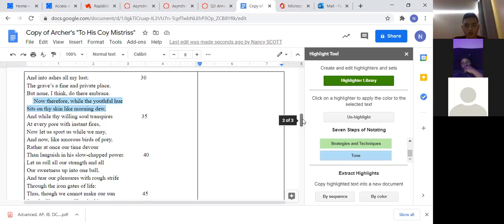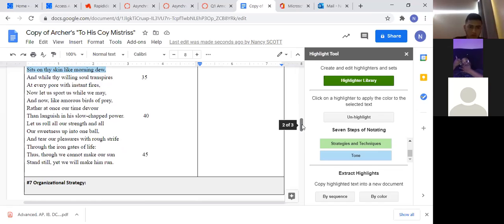So when he says, now therefore, while the youthful hue sits on thy skin like morning dew, you're looking for the metaphysical conceit. And while thy willing soul transpires at every pore with instant fires, now let us sport us while we may. And now like amorous birds of prey, rather at once our time devour than languished in his slow chapped power, let us roll all our strength and all our sweetness up into one ball and tear our pleasures with rough strife through the iron gates of life. Thus, though we cannot make our sun stand still, yet we will make him run.